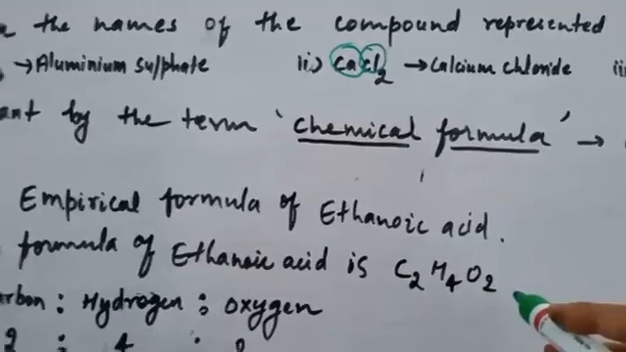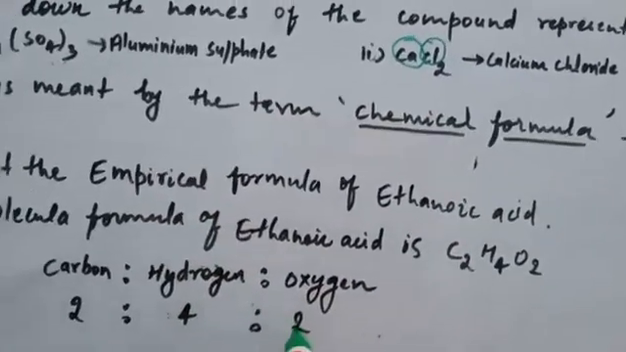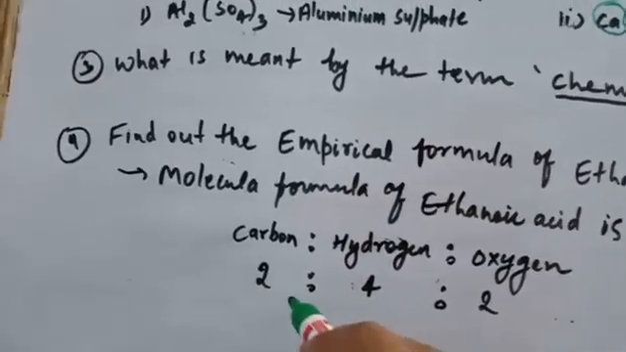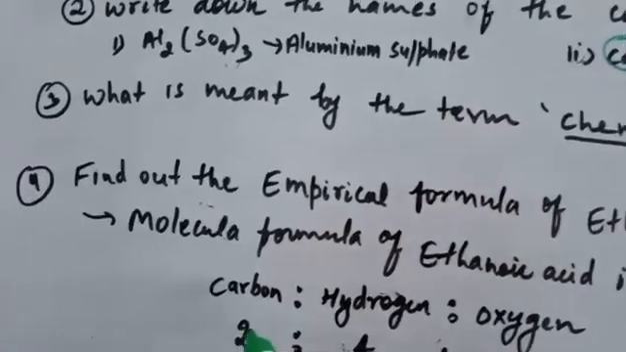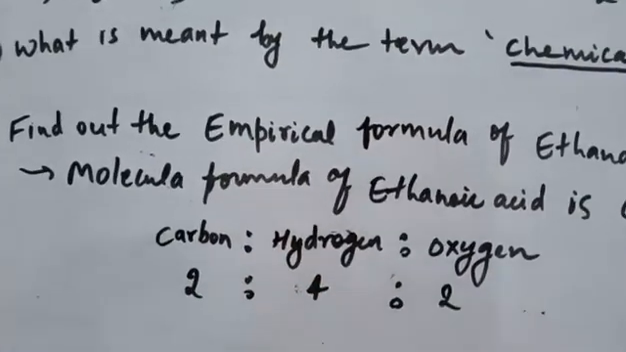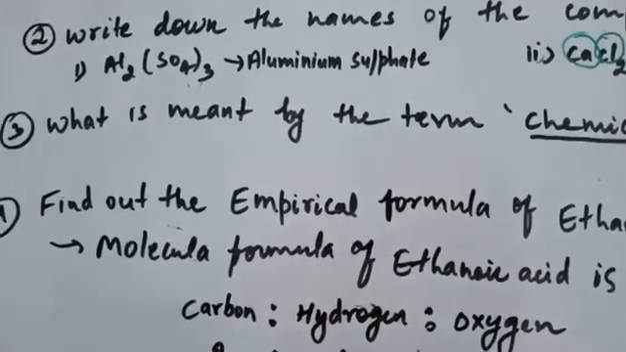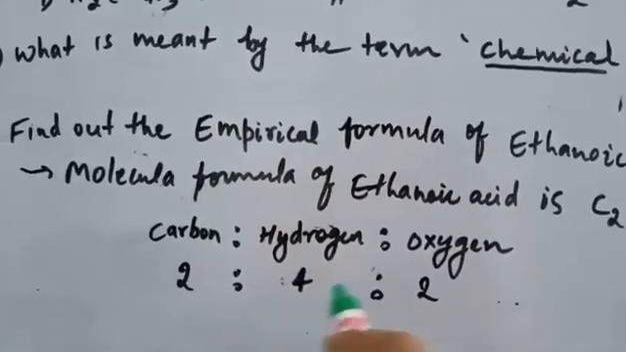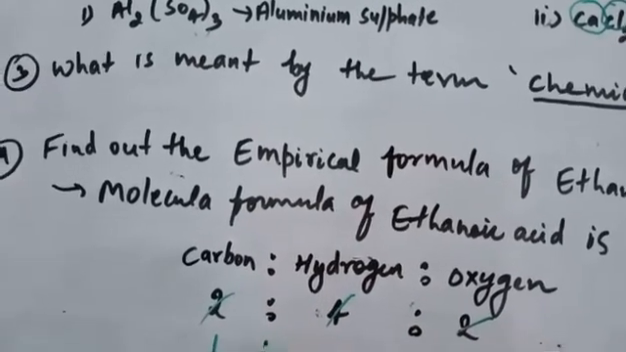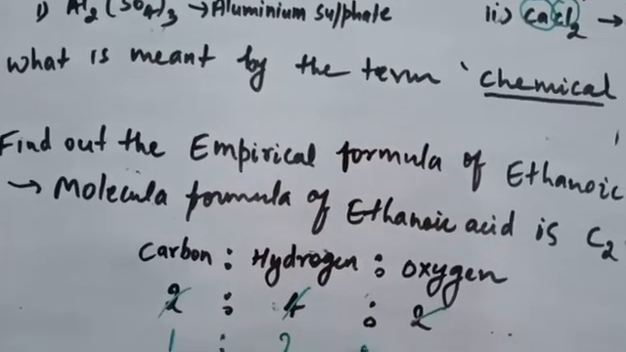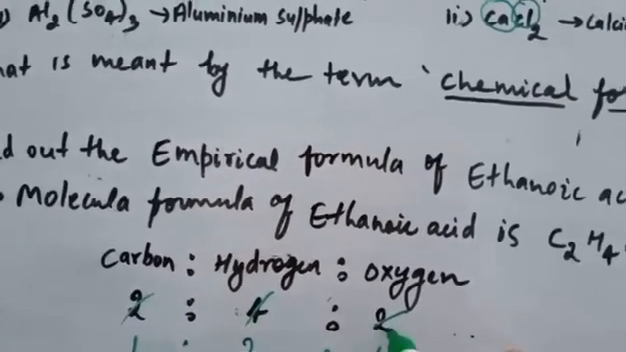So C2H4O2 means carbon, hydrogen, oxygen are in the ratio of 2:4:2. So we will just simplify it. We will make it in the most reduced, or simplest, ratio. How can we get the most reduced ratio? If we take common 2, then we will get 1, 2 and 1. 2 common means 2 1s are 2, 2 2s are 4 and 2 1s are 2.